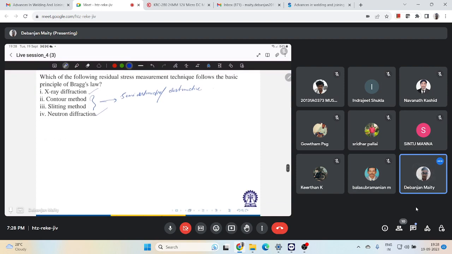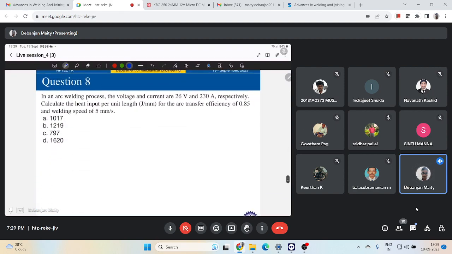Okay. So moving to the next numerical. In this numerical, in an arc welding process, you have your voltage and current, which are 26 volt and 230 ampere. We need to calculate the heat input per unit length. In my earlier videos, I have discussed what heat input per unit length is. The arc transfer efficiency is provided and the welding speed is provided. What is heat input per unit length?